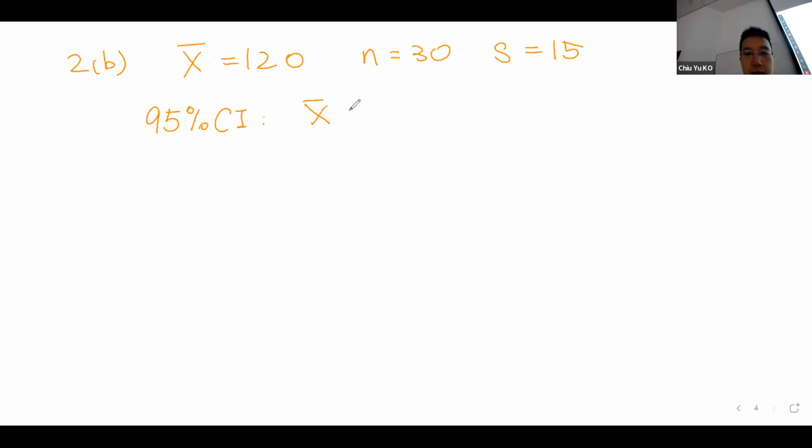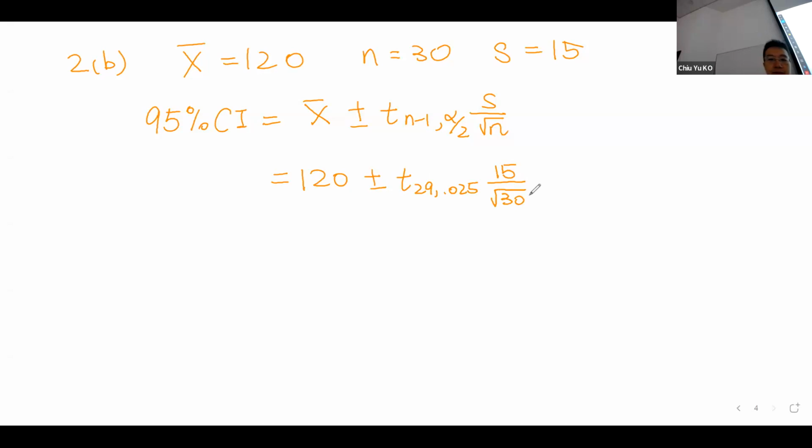X bar plus minus T n minus 1, alpha over 2, times S over root N. So basically it's 120 plus minus T 29, 0.025, times 15 over root 30.